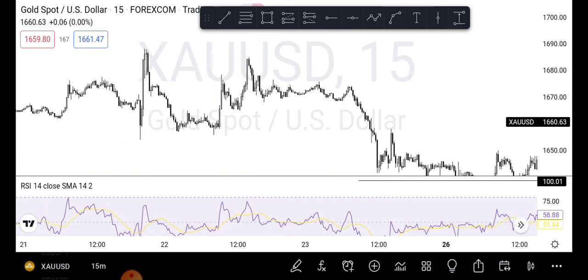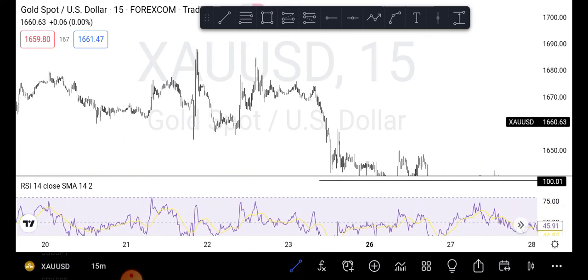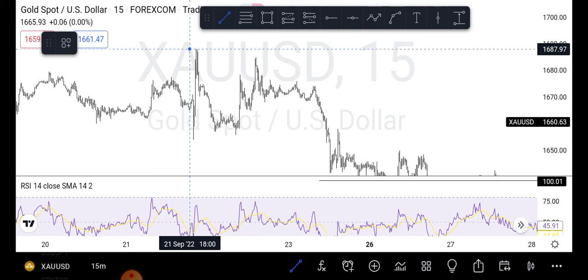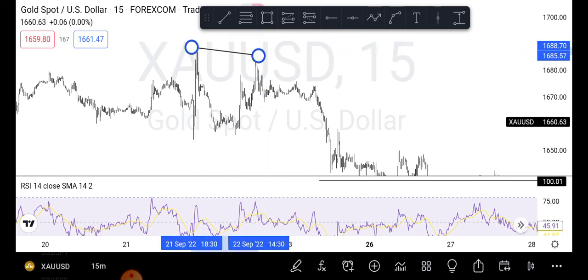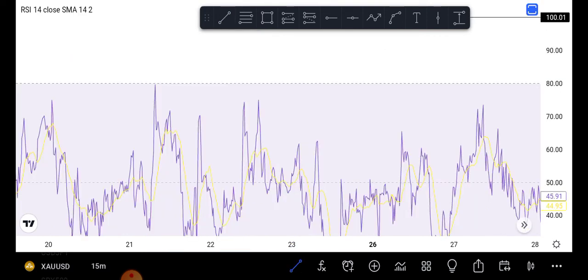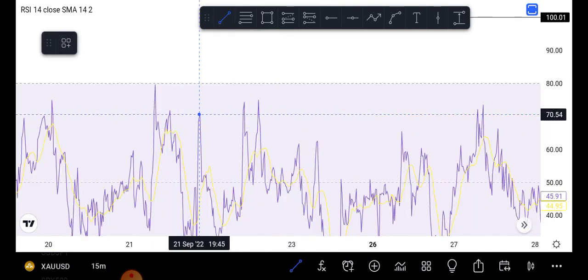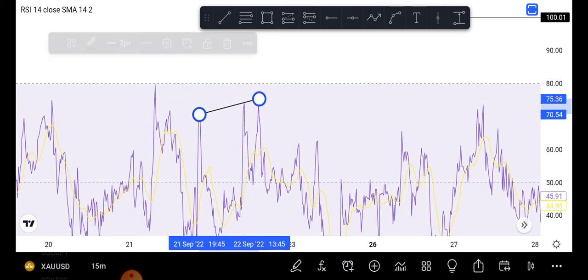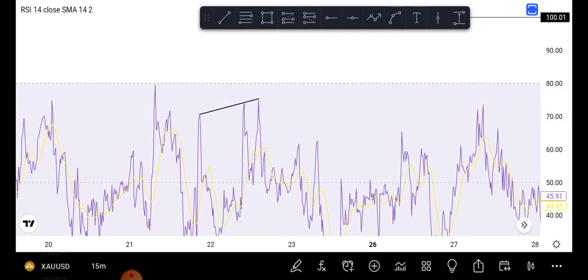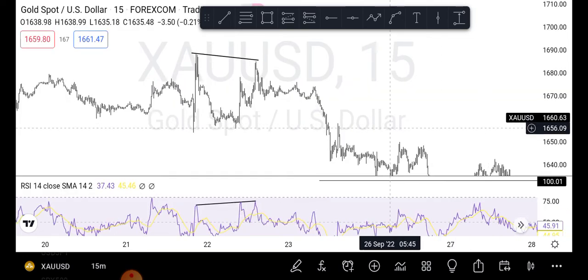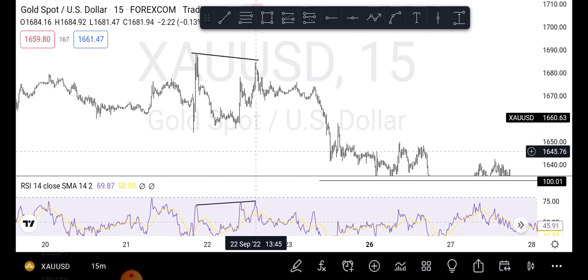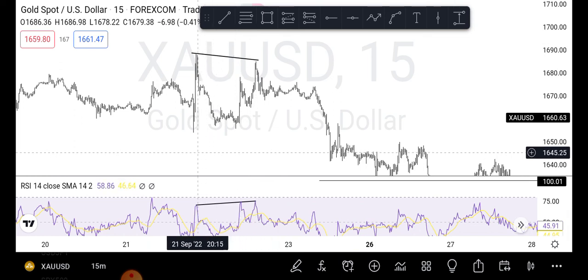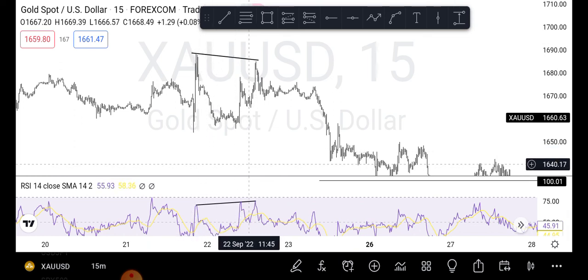Okay, I have seen one. Now let's see. Look at this. And look at this. Can you see? Here on the price chart, market forms a high, then forms what? A lower high.